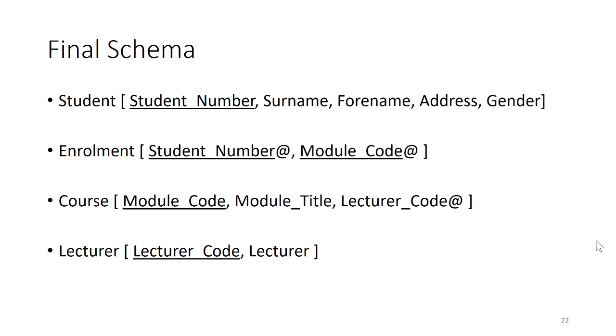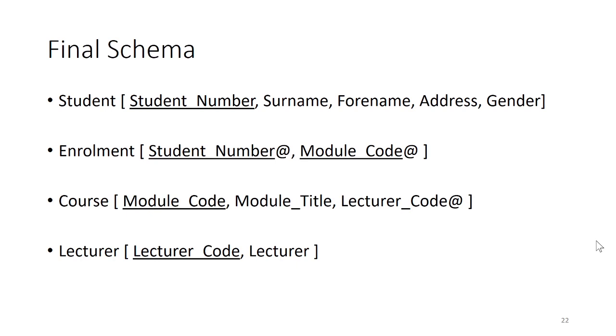A student: student number, surname, forename, address, gender, primary key. This is the first entity. The second one, enrollment. Again, we have a student number, which is a foreign key, and module code, again a foreign key, which could be linked to this one, which would be perhaps module or course.